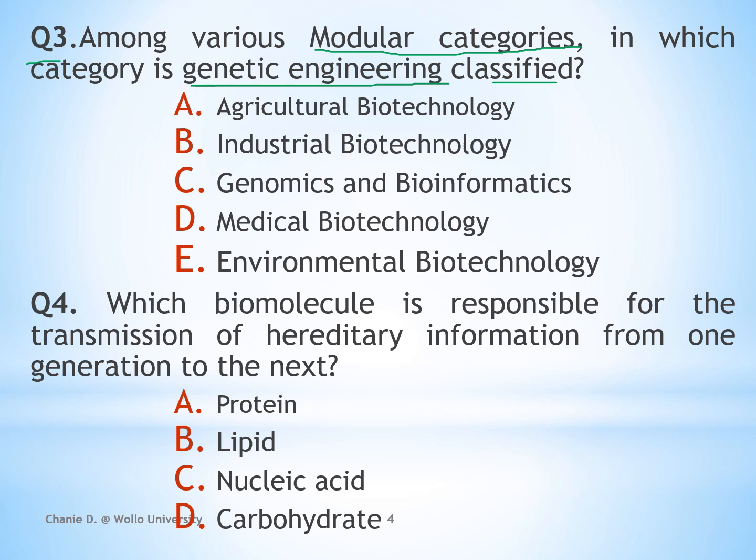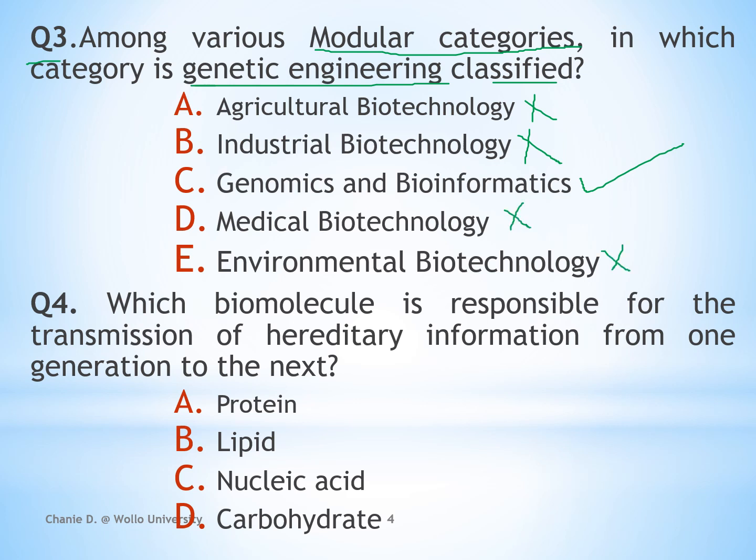So, based on this description, the course genetic engineering is classified under which of the following alternatives? A, agricultural biotechnology, it is not appropriate. Industrial biotechnology, it is not. The genomic science, genomics and bioinformatics, yes, this is correct. Medical biotechnology, it is not.